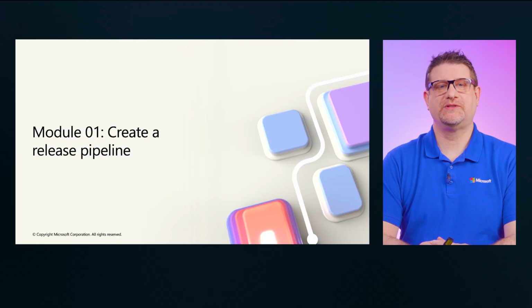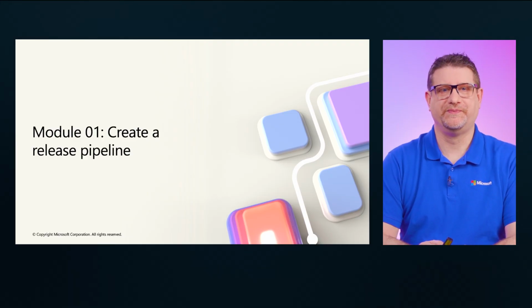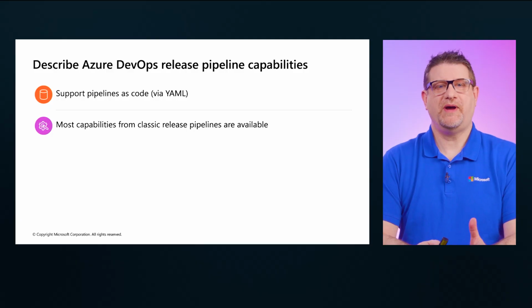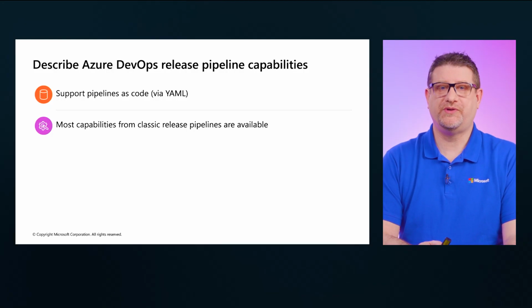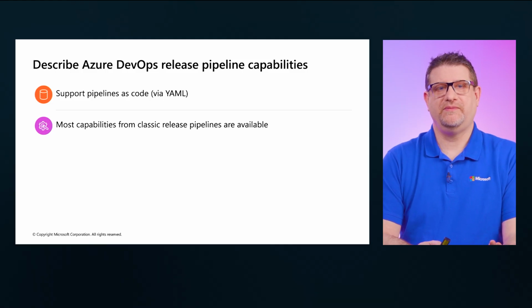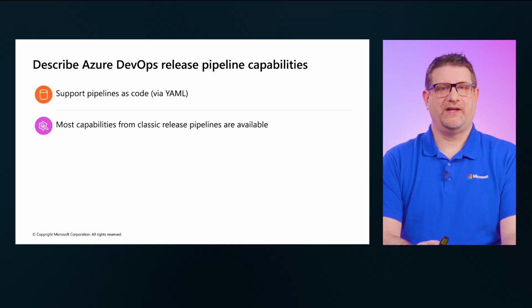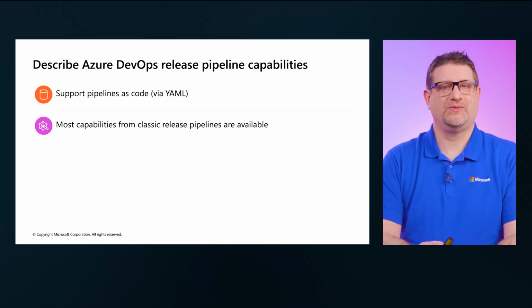In this video, we will explore how to create and manage release pipelines in Azure DevOps, so let's jump right in. Release pipelines in Azure DevOps are essential for automating the deployment process across multiple environments. They allow teams to deliver applications consistently and reliably, and reduce manual errors and speed up delivery. Azure DevOps supports YAML and a graphic user interface known as the classic release pipelines.